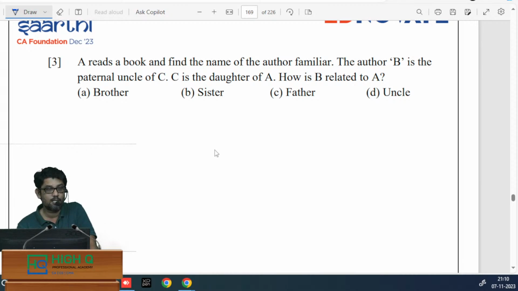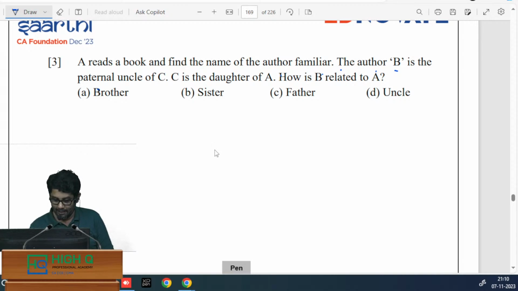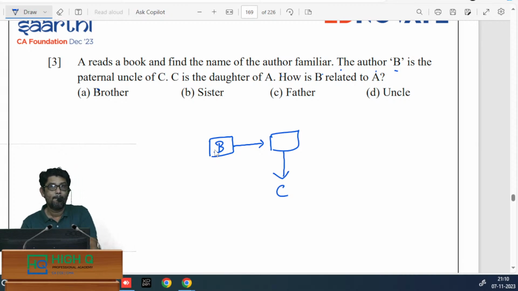A reads a book and this is puzzle solving. A reads a book, find the name of the author familiar. The author B is the paternal uncle of C. Look at this, my dear. Author B, paternal uncle. Therefore, gender is defined. Paternal uncle means what? Definitely, he has got a brother. And C is son of B's brother. Do you all agree, my dear? But remember, my dear, I don't know the gender of C. Leave as it is. Don't put circle or square. C is the daughter of A. So C is daughter of A. Am I right, my dear?